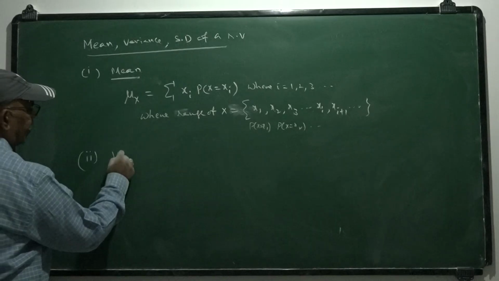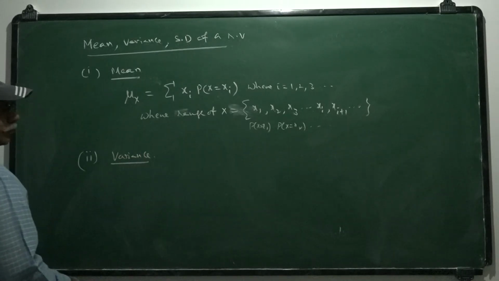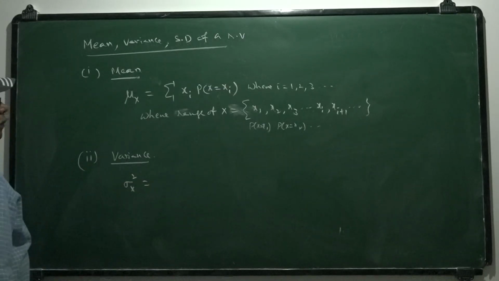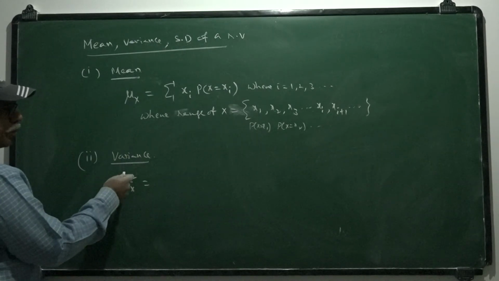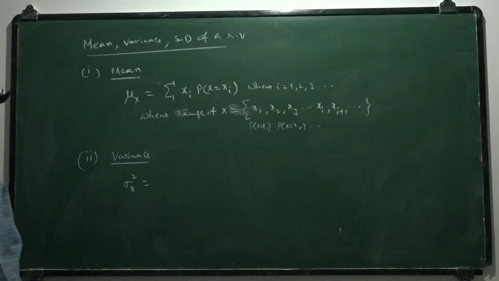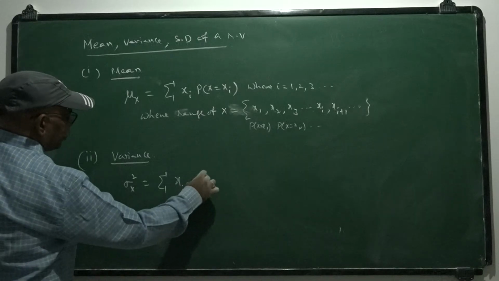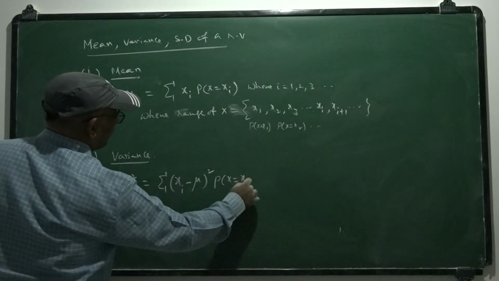Similarly, the variance of the random variable. Variance is denoted by small sigma square, and it is obtained by sigma xi minus mu whole square into the corresponding probability. Okay.